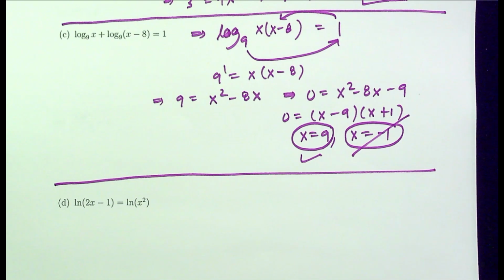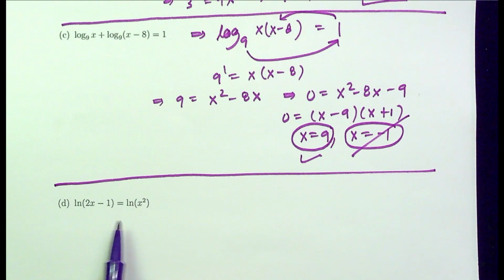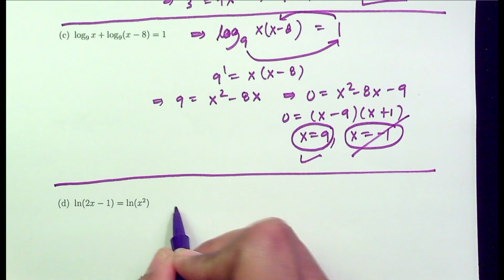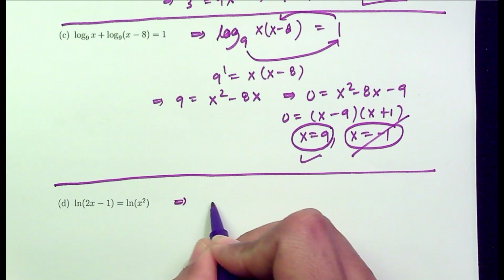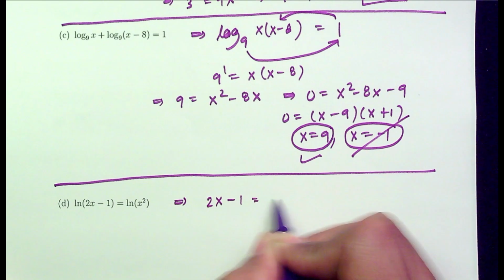Okay, lastly, when you have two logarithms equal to each other, you can use the property of one-to-one. The fact that logarithms are injective or one-to-one, meaning that you have two logarithms equal to each other here. So these are like two outputs. And if two outputs for a one-to-one function are the same, then the inputs have to be the same. So this means that 2x minus 1 equals x squared.